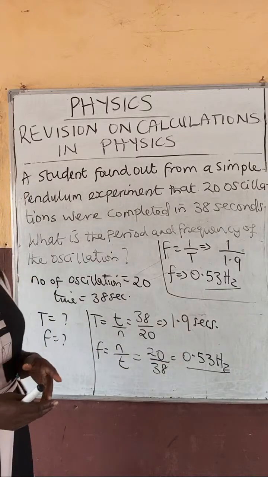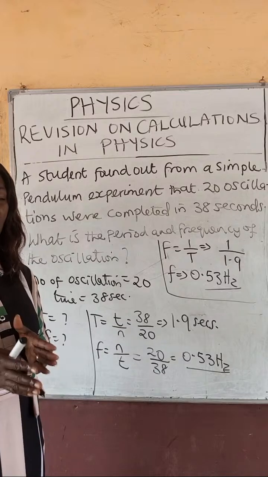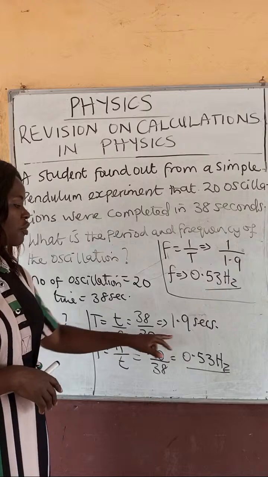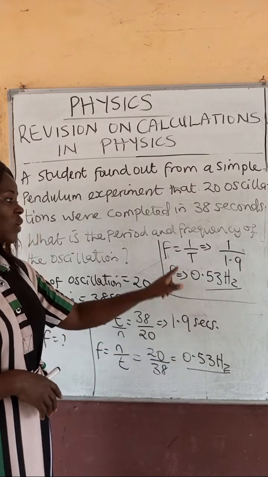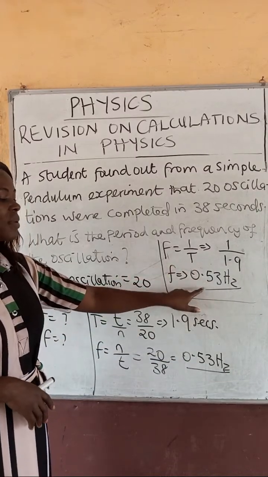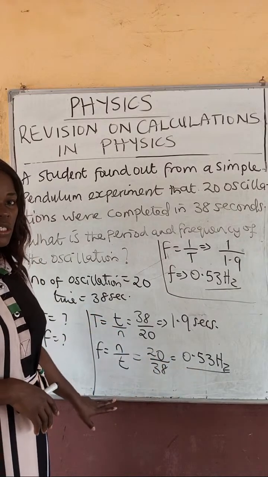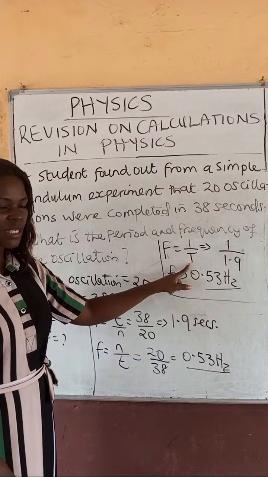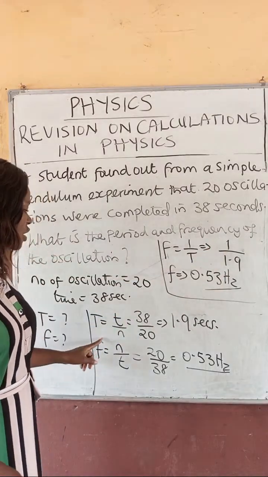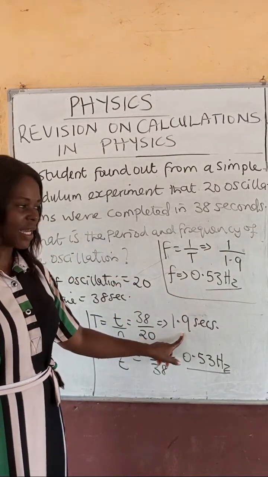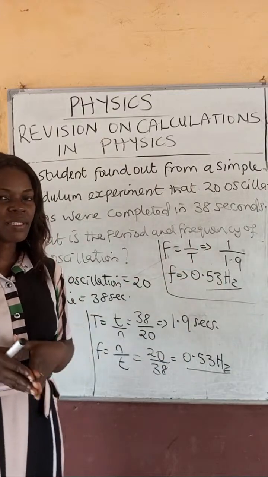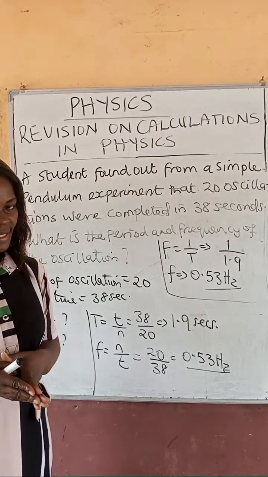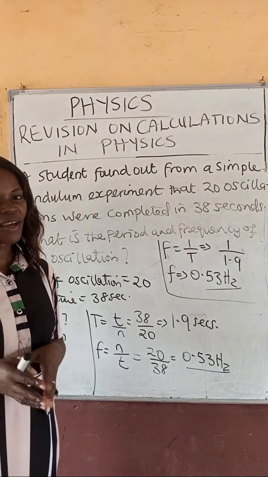But I told you that frequency and period are inversely proportional to each other. What do I mean? As I've gotten my period to be 1.9 seconds, I can still use it here to see if I'm going to get the same thing as what I just did. So I now say frequency is equal to 1 over T. I've gotten my T already to be 1.9, so I'll say 1 divided by 1.9, and my answer gave me 0.53 Hz. Is that okay?